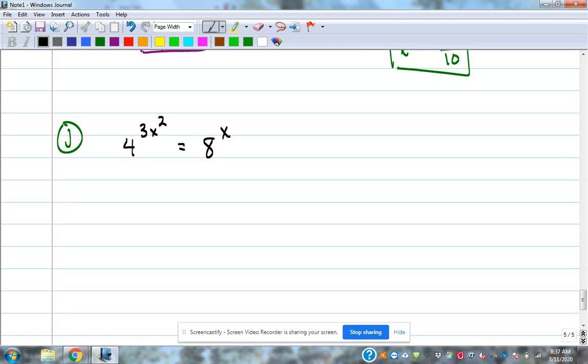Two. That's what we're using. 2 squared. Okay, so 4 is 2 squared. All right. So what's the rule here? Multiply, right? So that's 6x squared there. So 2 to the 6x squared is equal to 2 to the 3x. What's our equation we set up?